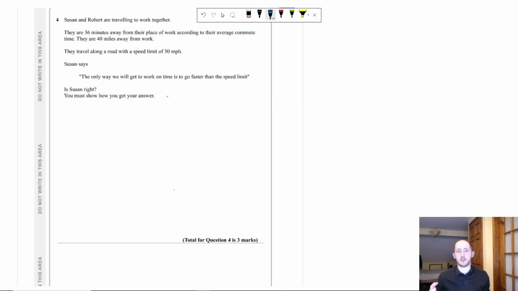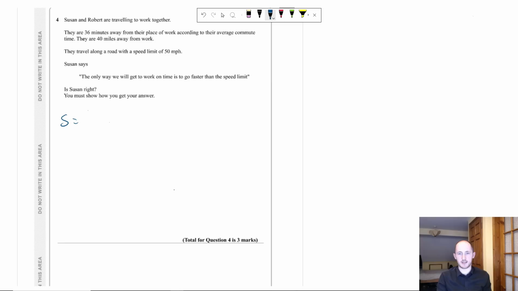There are a few different ways that you can show this. The first way is you can assume a speed of 50 miles an hour and then work out the time: distance divided by the speed gives you a time, and see if it's more or less than 36 minutes. Or you can work out how fast they would need to go to travel 40 miles in 36 minutes, which is actually the way I would prefer to do it.